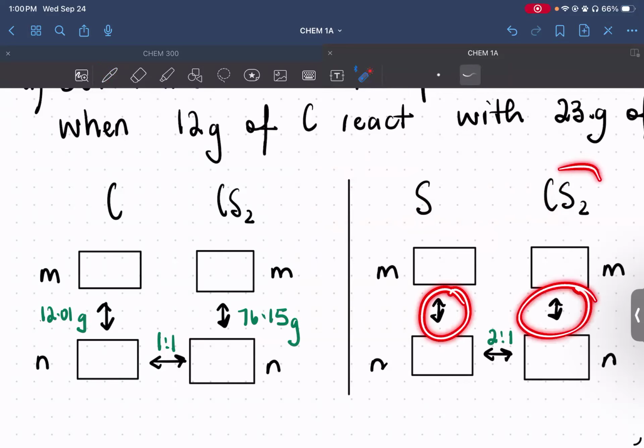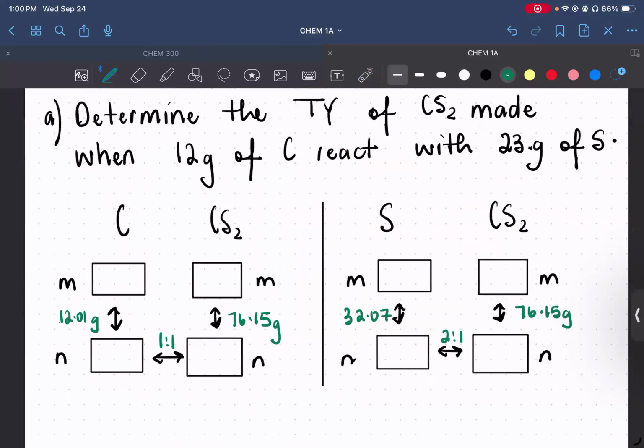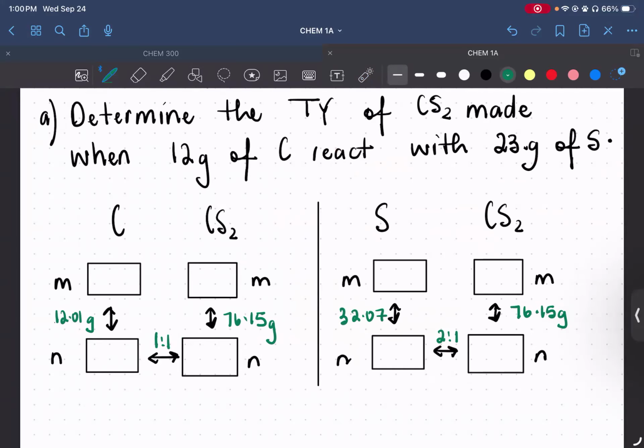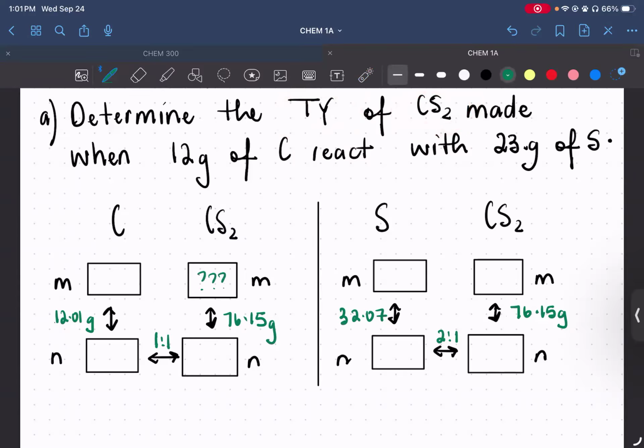Filling in the rest of the roadmap on this side, we've just calculated the molar mass of CS2. That's 76.15. And the molar mass of sulfur is approximately 32.07. As of right now, all I have done is build the roadmap. I have not started with any calculations, any analysis. I've just built the roadmap. In both cases, we're being asked to find the theoretical yield of carbon disulfide. So those are our question marks.